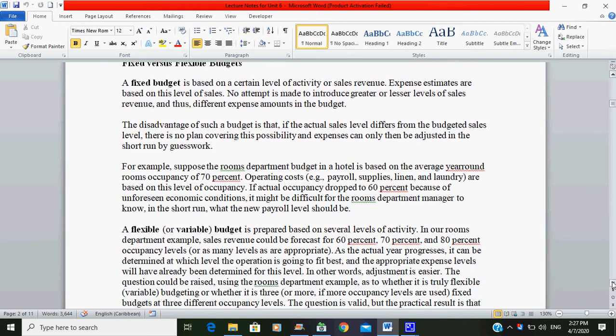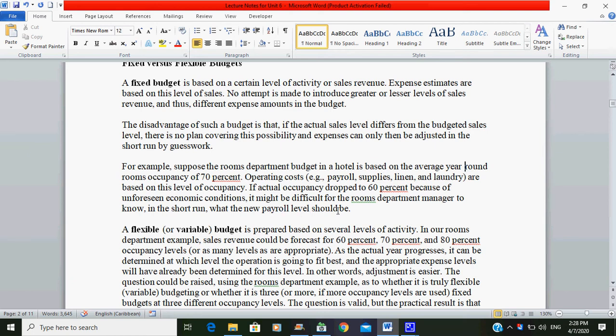For example, suppose the rooms department budget in a hotel is based on the average year-round room occupancy of 70%. If, for example, payroll, supplies, linen and laundry are based on this level of occupancy, so the operating costs are based on the 70%. If actual occupancy drops to 60% because of unforeseen economic conditions, it might be difficult for the rooms department manager to know in the short run what the new payroll level should be, because of what? A fixed budget.